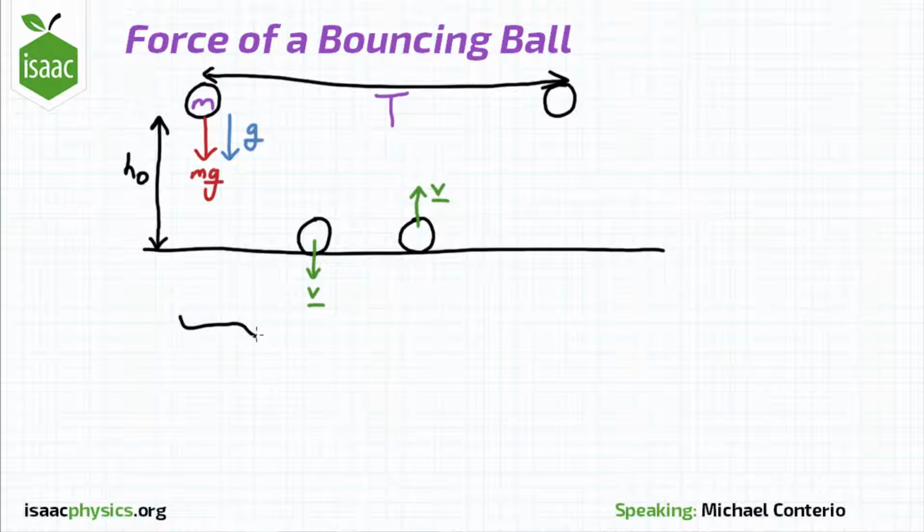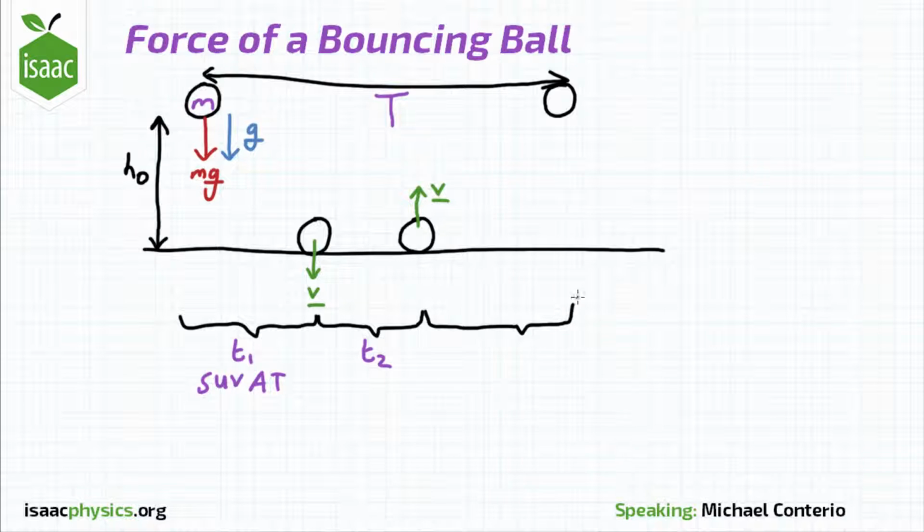We can split this motion up into three sections. Over a time t1, the ball falls from a height h0 to hit the ground, and we can work out the speed at the bottom using the Suvat equations of motion. Over a time t2, it then elastically rebounds from the ground. There's another time t3 over which it returns to height h0, and by symmetry, we know that this time is exactly the time that it took to fall in the first place, t1.